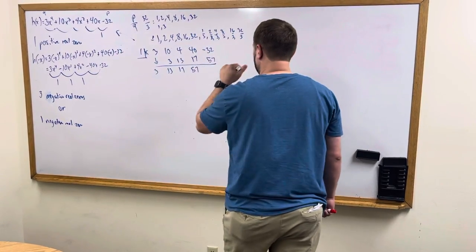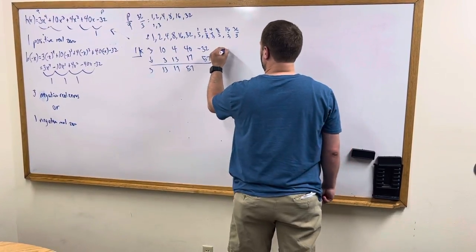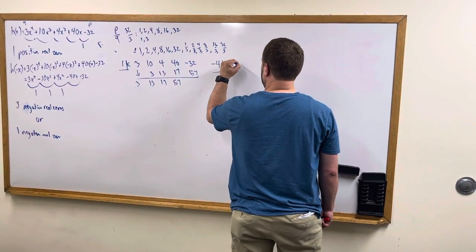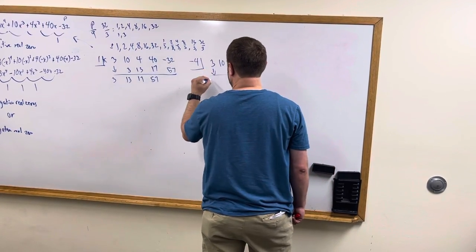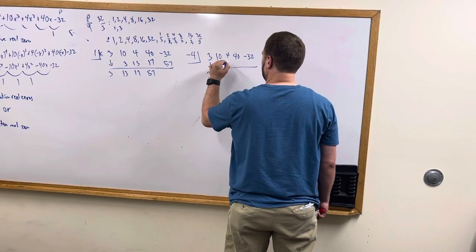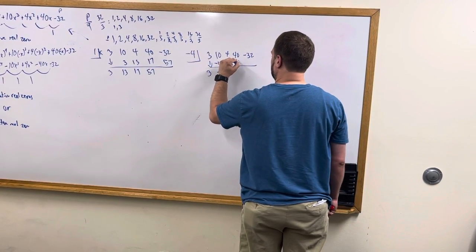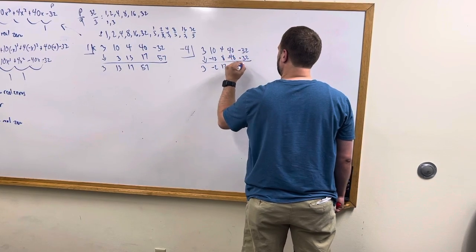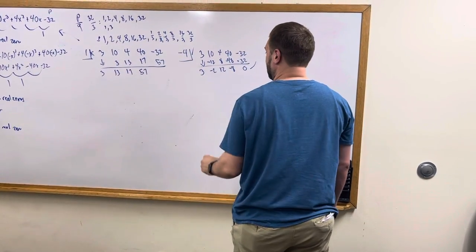So negative 1 or a positive 1 won't work. So then we'll try another number. Obviously, we're going to have to go a little bit lower because of the negative number. So we'll do negative 4, and then we plug the same problem back in: 3, 10, 4, 40, negative 32. Bring the 3 down. Negative 4 times 3 is negative 12. That equals negative 2. Negative 2 times negative 4 is positive 8. That's 12. Negative 4 times 12 is negative 48, and that'll equal negative 8. Negative times a negative is a positive 32, and that'll equal 0. So this will work. This will be one of our zeros.